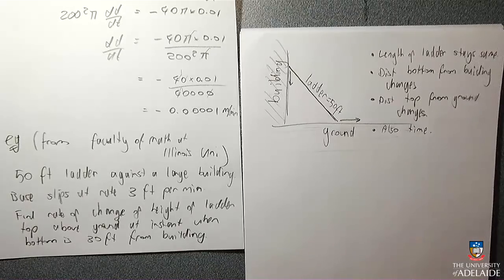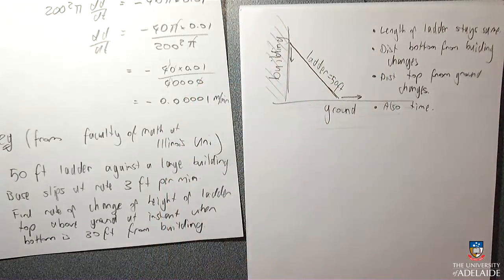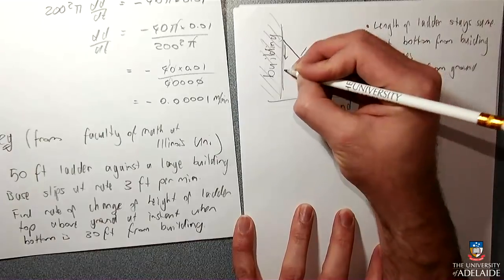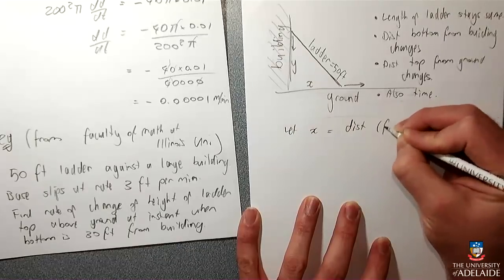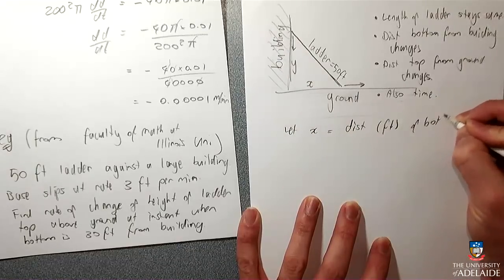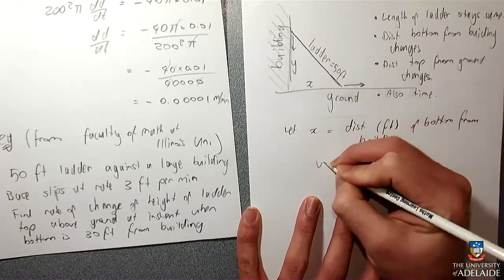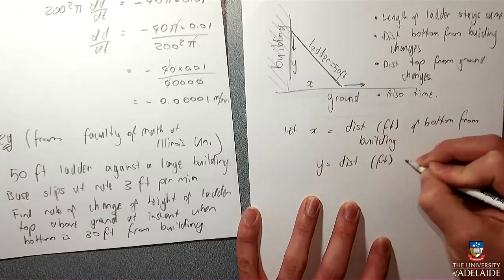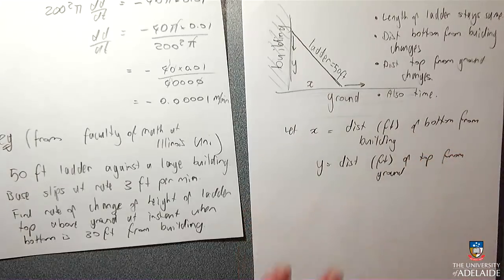Okay. So the things that are changing are going to need variables because they're not always the same, and so they have multiple different answers, so they need letters to represent them. And so we shall call this one, well, let's call this x and this y because that sounds nice to me. So let x be the distance in feet from the building, and y is the distance in feet of the top from the ground. And they're the only two things in my story that were changing.